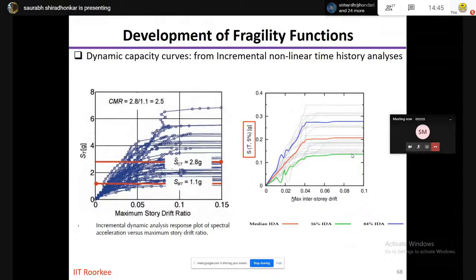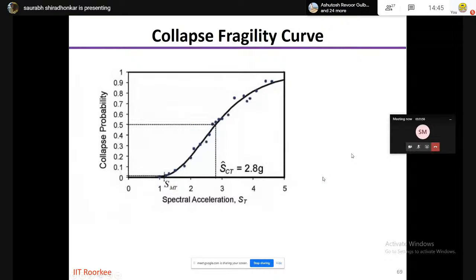So once you're done with the capacity curve, this is an example of the incremental dynamic analysis, where the red curve represents the mean capacity, and the blue and green ones represent the possible bounds at mean minus sigma and mean plus sigma probability levels.